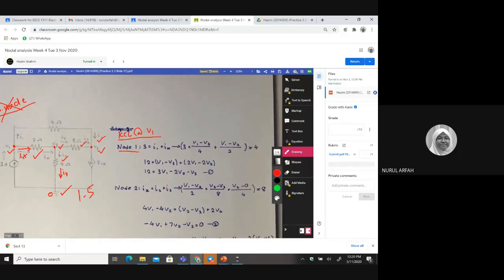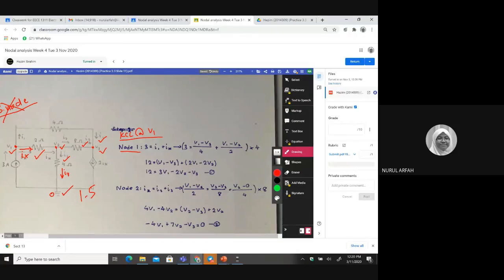Okay, number 1, KCL at V1. So how many junctions do you have here? Wait, this app is actually called Kami. So actually I want to highlight. Okay, highlight. This is branch number 1. This is branch number 2. And this is branch number 3. So in your equation, you need to have those 3 elements. So this is number 1, number 2, and number 3. So I think Hazim's answer is correct, because Hazim has all 3 components there.